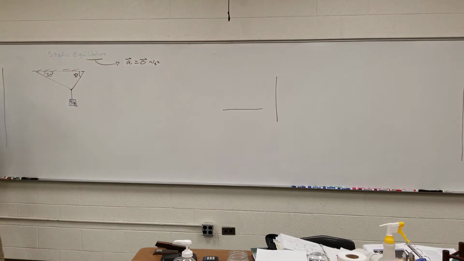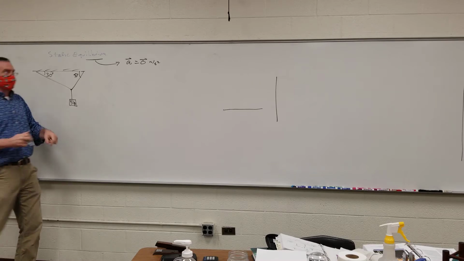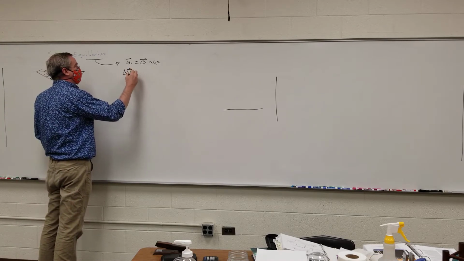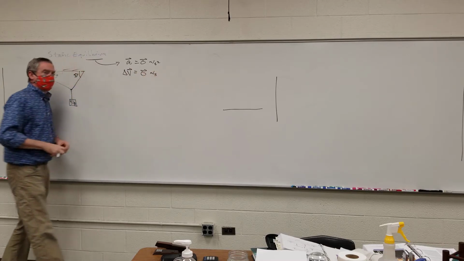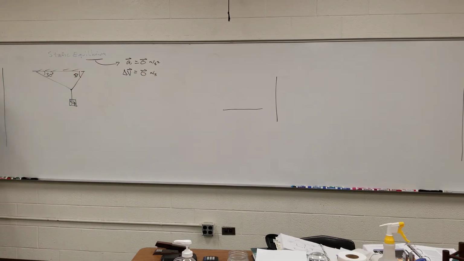What are the other two automatics for equilibrium besides acceleration being 0? If acceleration is zero, what else has to be true? Velocity is constant. There we go, that's another one. So change in velocity is zero. And along with change in velocity being zero, the speed doesn't change and the direction doesn't change.